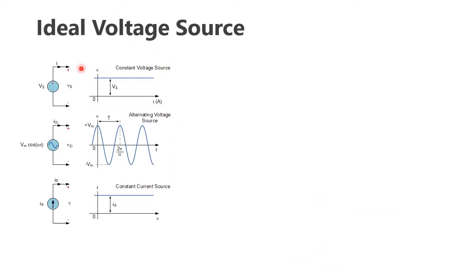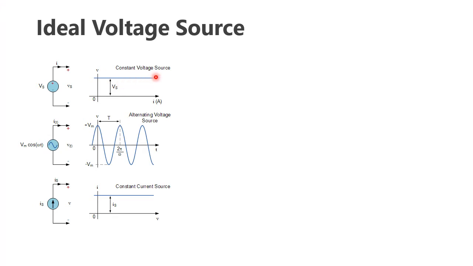Ideal voltage source. Here are some examples of ideal sources. The first one is the constant voltage source. The second one is the alternating voltage source. The third, the last one, is the constant current source. What are the differences between these three types of sources?